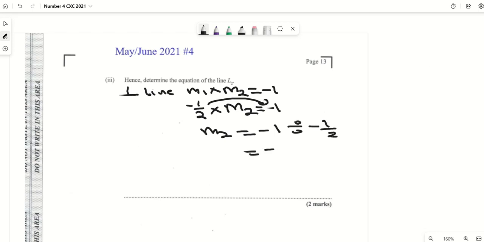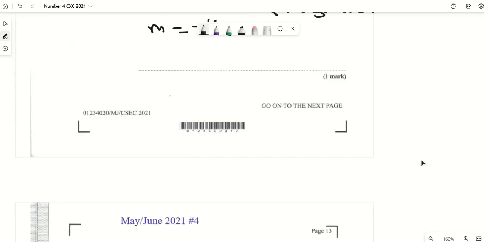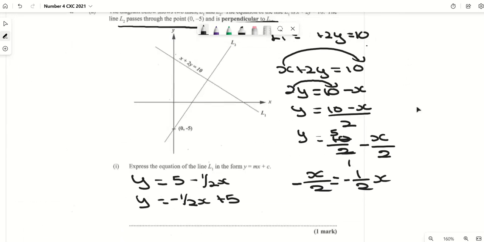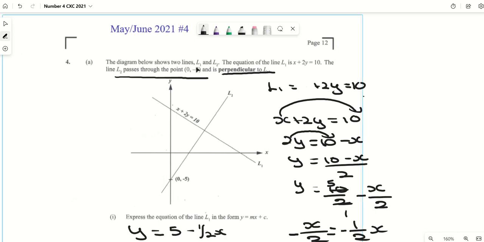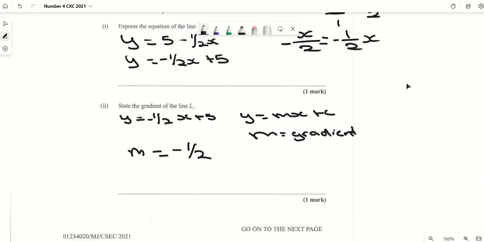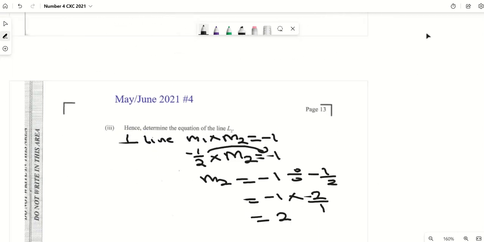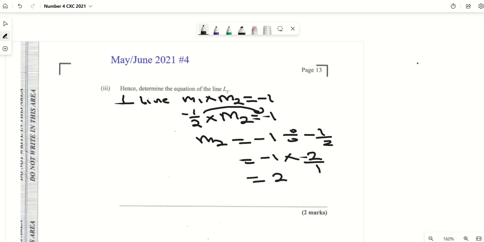This is equal to negative 1 multiplied by negative 2 over 1. A minus and a minus is a plus, so that turns to a plus. So 1 by 2 is 2. My gradient for L2 is 2. And remember what they told you: they gave you a coordinate for L2. They said that it passes through (0, minus 5). So we can find the equation of the line.